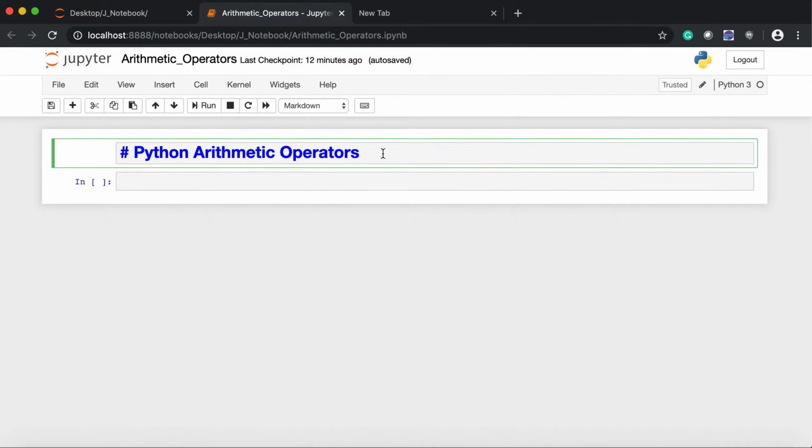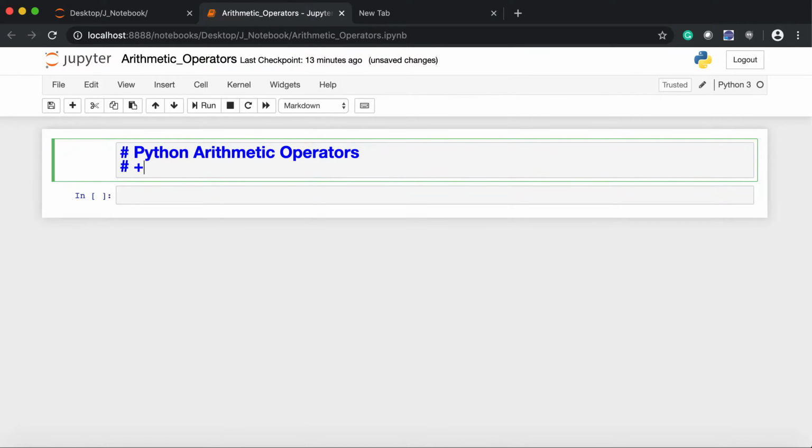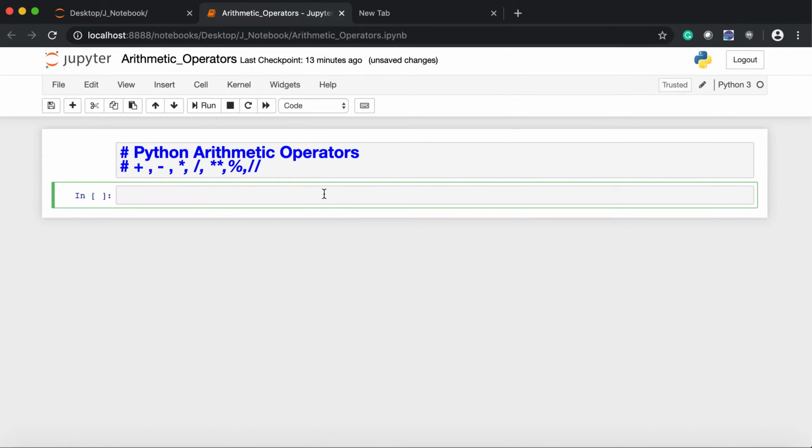Quickly I will write here what the operators are that we have in Python. We know plus, minus, multiplication, divide, we have exponential, we have modular, we have floor division. We'll look into these one by one.